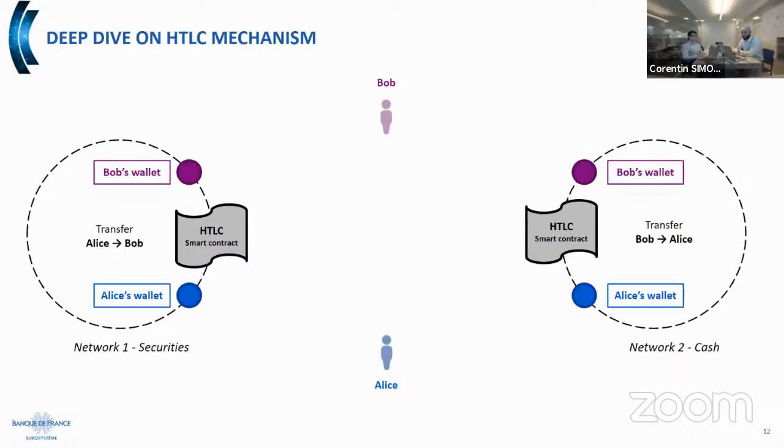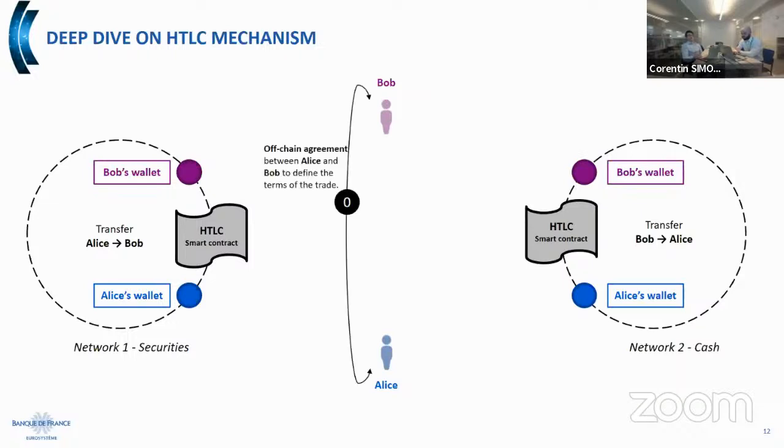Now that we have in mind the configuration, let's see how HTLC actually works. The principle of the HTLC is that Alice locks her securities in a smart contract using a hash. Bob locks his cash in a smart contract with that same hash. Then Alice claims the cash using the pre-image of the hash, which reveals at the same time the pre-image and allows Bob to claim the securities. But let's see in detail the different steps.